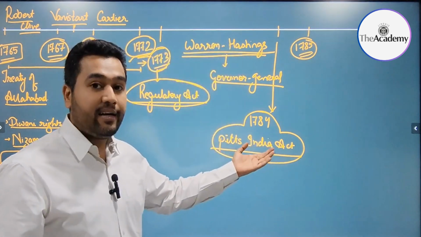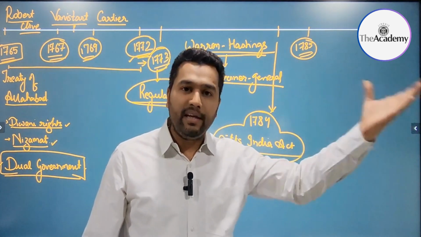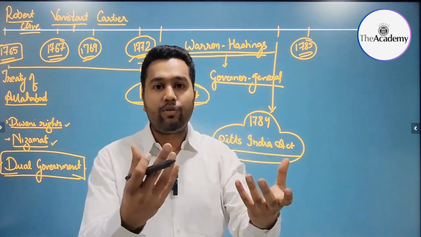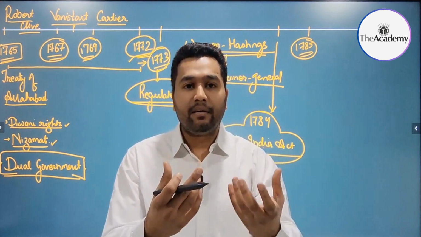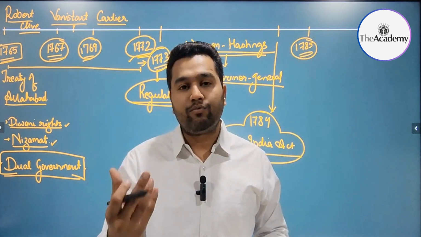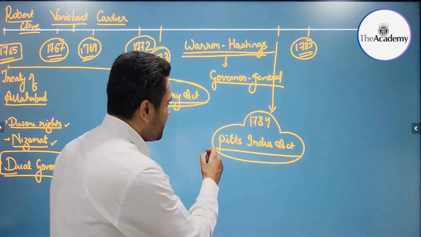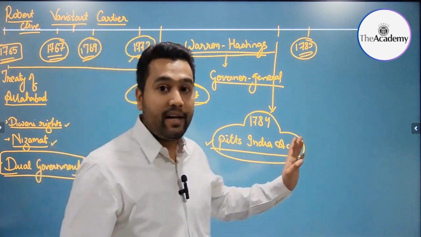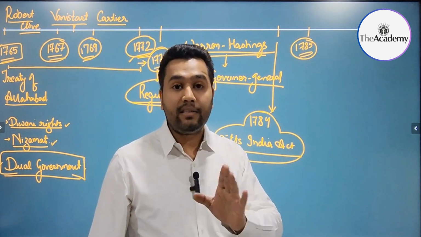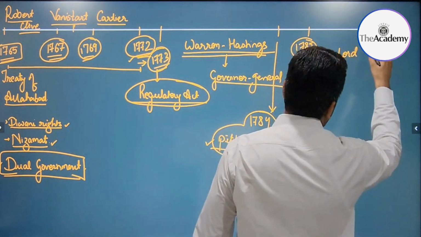Therefore, Pitt's India Act led to dual government, dual administration at home in England. So there would be a board of control and there would be court of directors, both of them regulating. The board of control would be regulating military functions, and the court of directors would be regulating the commercial functions. And strict directions were given under the Pitt's India Act to the next Governor General not to indulge in warfare. And this next Governor General was Lord Cornwallis.